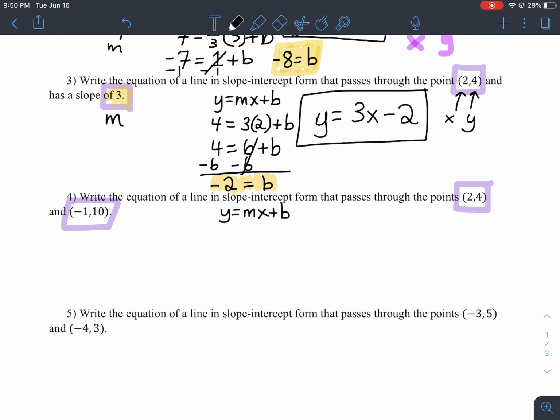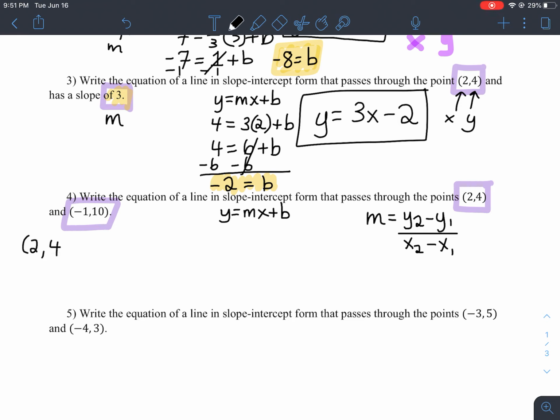When you're given 2 points and you're asked to write the equation of the line, you always need to find your slope first. And to find your slope, you've already learned in a previous video, you do y2, your change in y, minus y1, over your change in x, x2 minus x1. It's also known as your rise over your run, or your rate of change. So you find y2 minus y1 over x2 minus x1.